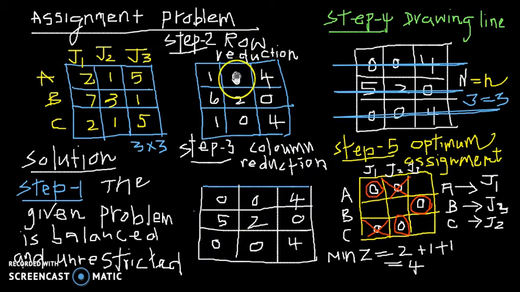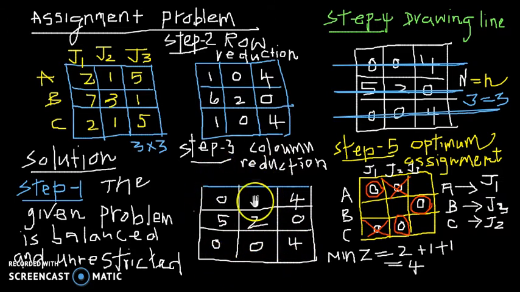Now coming to the second column, the least number is 0. So 0 minus 0, 0. 2 minus 0, 2. And 0 minus 0, 0. In the last column, the least element is 0. 4 minus 0, 4. 0 minus 0, 0. 4 minus 0, 4. So this is column reduction.